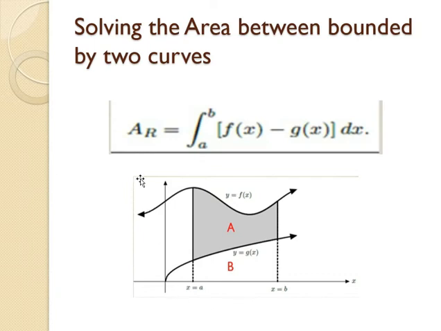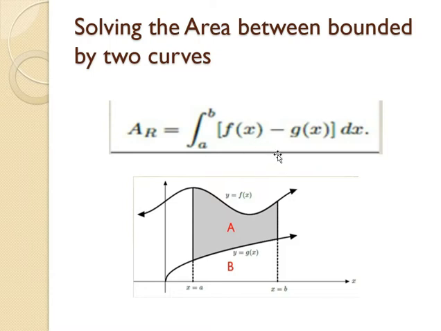This can be solved by the formula: A, or area, is equal to the definite integral of f of x minus g of x dx evaluated from a to b. A and b are the limits of integration, b as the upper limit and a as the lower limit.